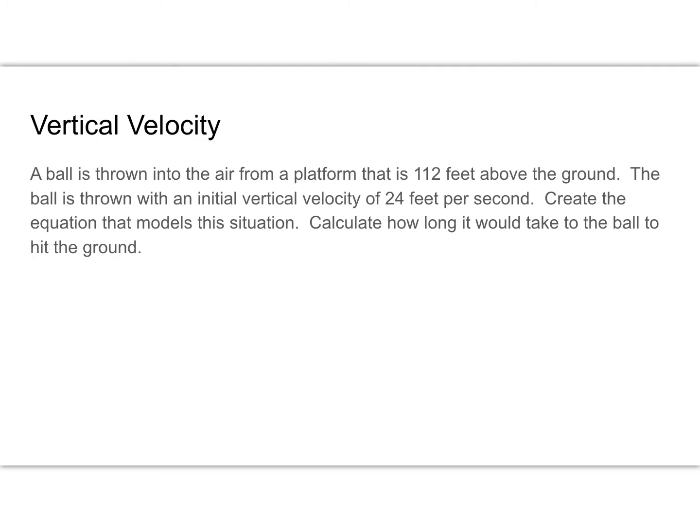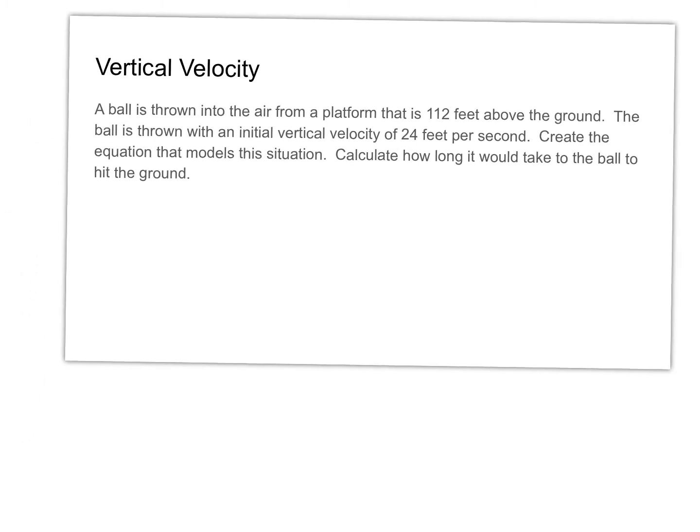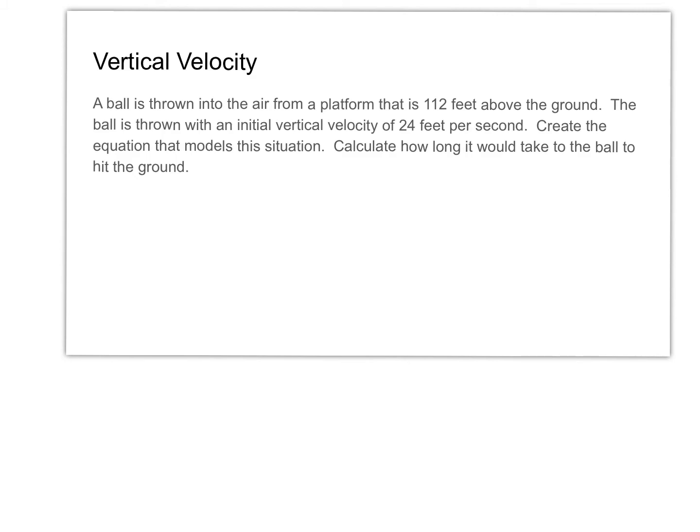All right. Vertical velocity problems. Okay. So, we're going to start with this one. Now again, this is a word problem, so the first thing we always do is read the stupid thing first. Don't do anything but read it. A ball is thrown into the air from a platform that is 112 feet above the ground. The ball is thrown with initial vertical velocity of 24 feet per second. Create the equation that models the situation. Calculate how long it would take the ball to hit the ground.